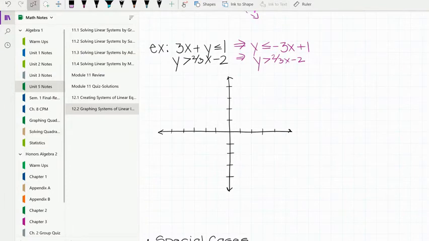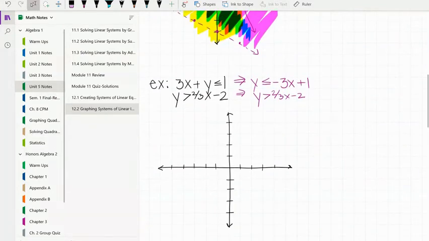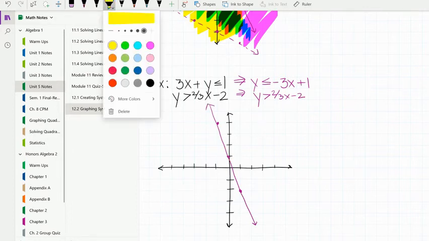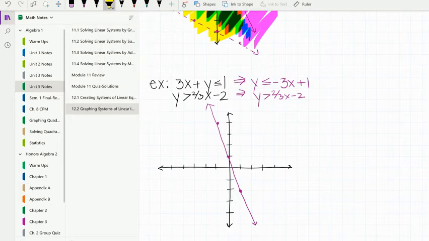For the first one, I start at 1 since that's my y-intercept. And from there, I go down 3 over 1. And I could also go in the opposite direction. Because it's an equal to symbol, I know I'm going to do a solid line. And then next I have to do my shading. Because it says it's less than or equal to, we want to do everything below the line. So now that's done.